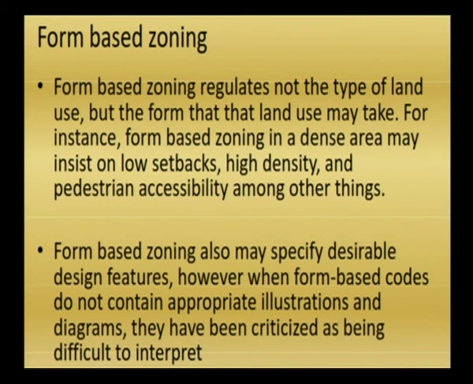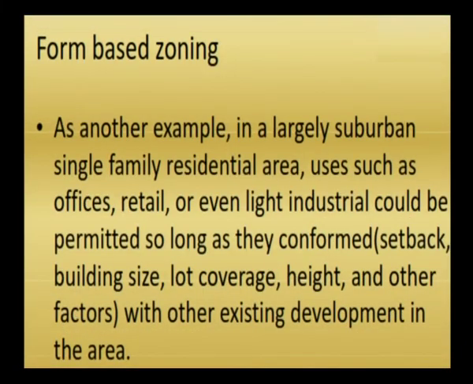However, when form based codes do not contain appropriate illustrations and diagrams, they have been criticized as being difficult to interpret. As another example, in a largely suburban single family residential area, uses such as offices, retail or even light industrial outputs are permitted such that they conform. That is, the setback is within the building size, lot coverage, height and other factors pertaining to the existing development of that particular area.